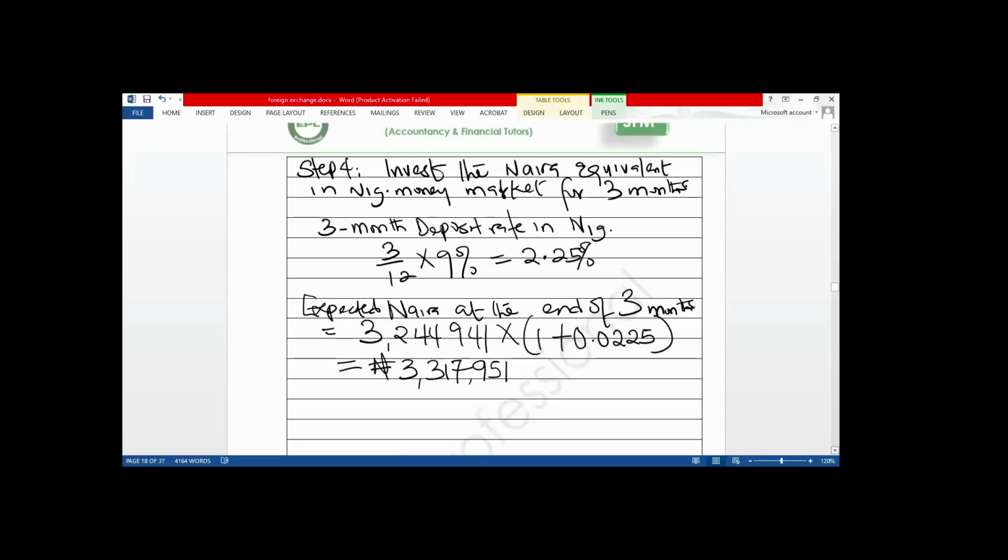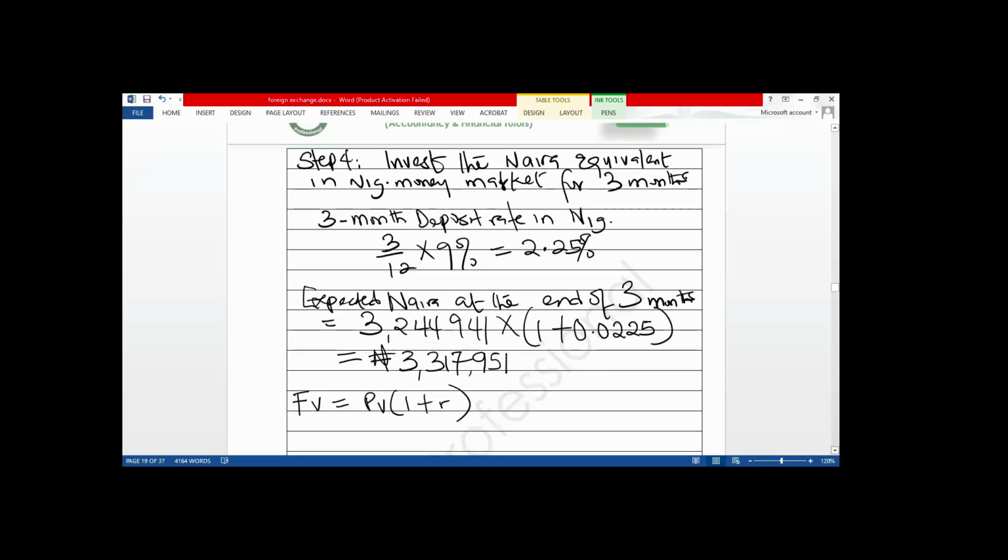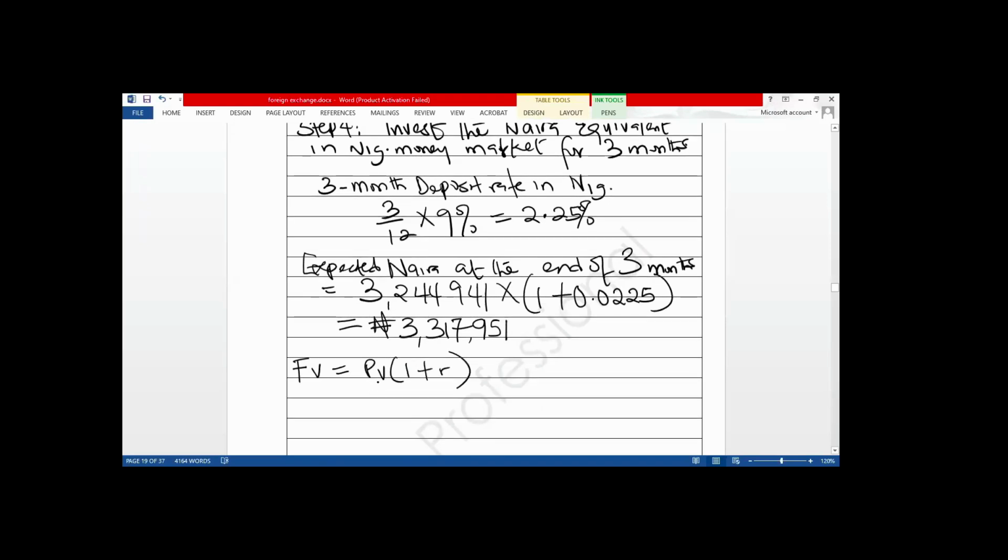Look at it. Under simple interest, compound interest, future value is equal to present value times (1 plus R). If you want to get present value, make present value the subject of the equation. Present value is equal to future value divided by (1 plus R). This is what we have just done.